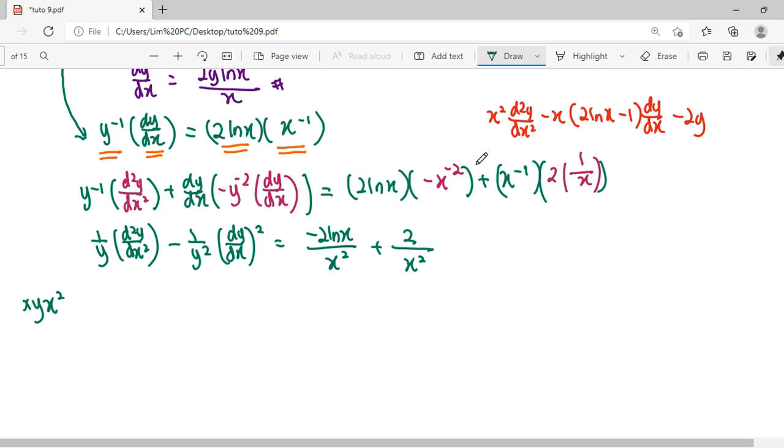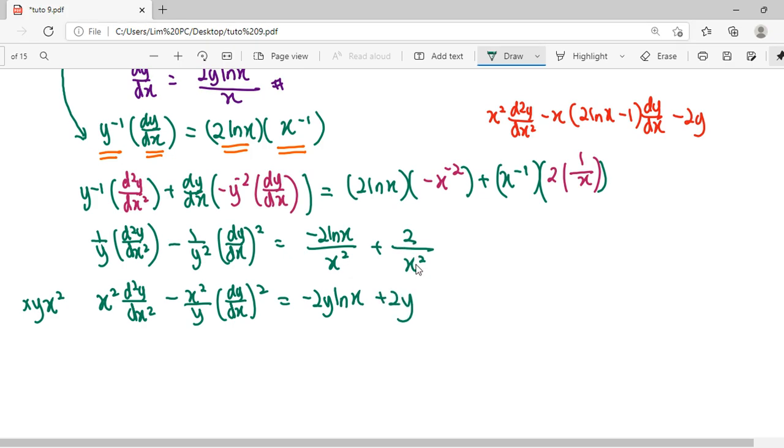We multiply the coefficient for this d2y/dx squared. Once we multiply our y x squared inside here, we get x squared d2y/dx squared. So here will become negative x squared over y. Multiplying by y times x squared, the denominator can be simplified. It gives us 2y ln x. So this one times x squared times y becomes 2y only.